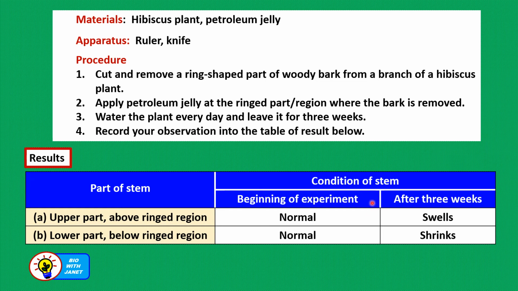Then record the observation in the table of results below. Our results will show that after 3 weeks, the upper part above the ringed region, from a normal condition, will start to swell up, and the lower part below the ringed region will shrink. Let's look at the diagram.